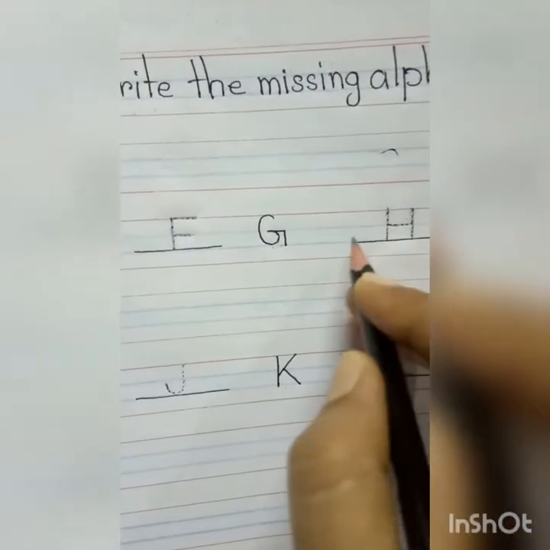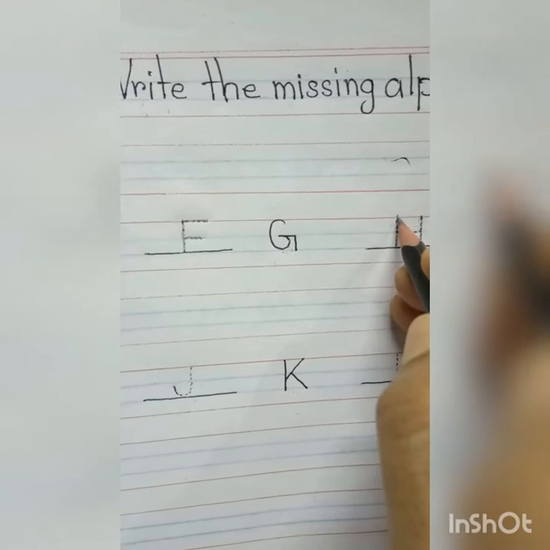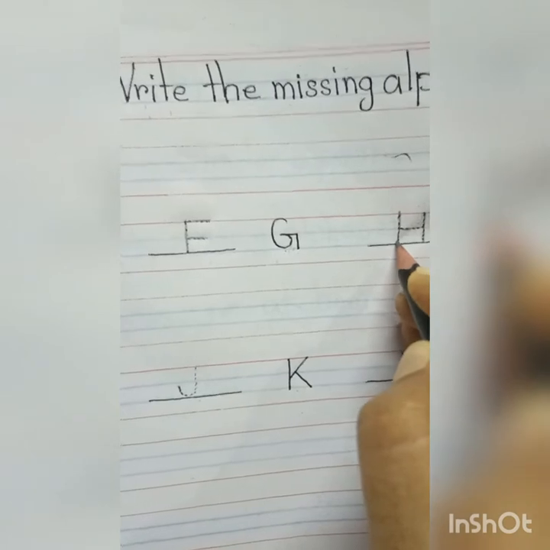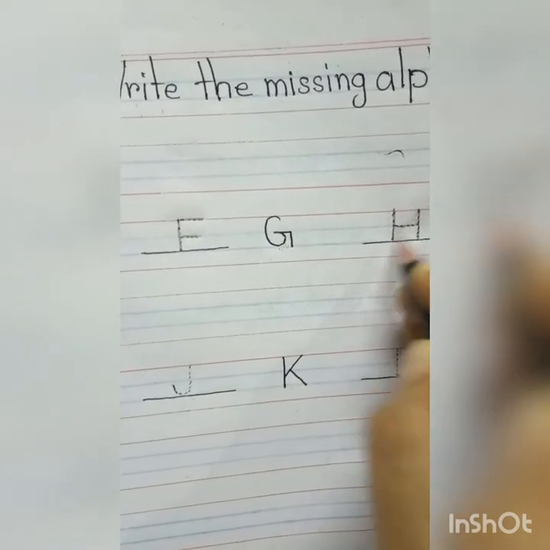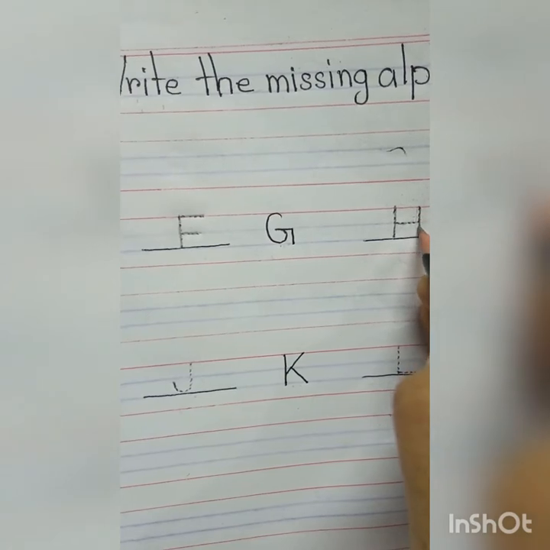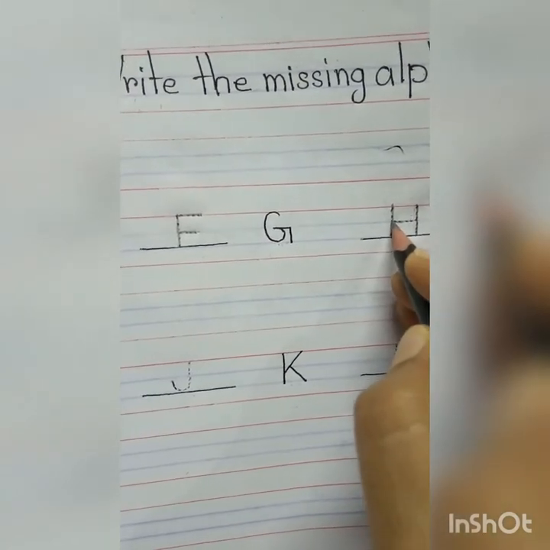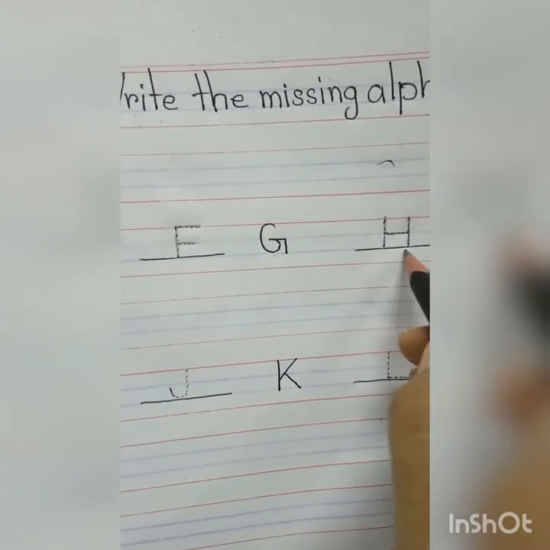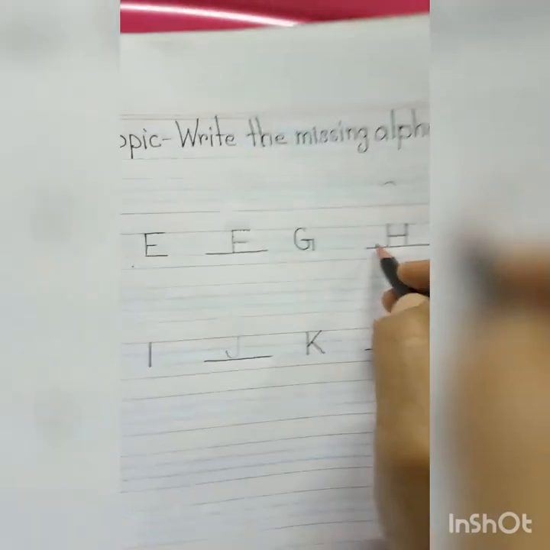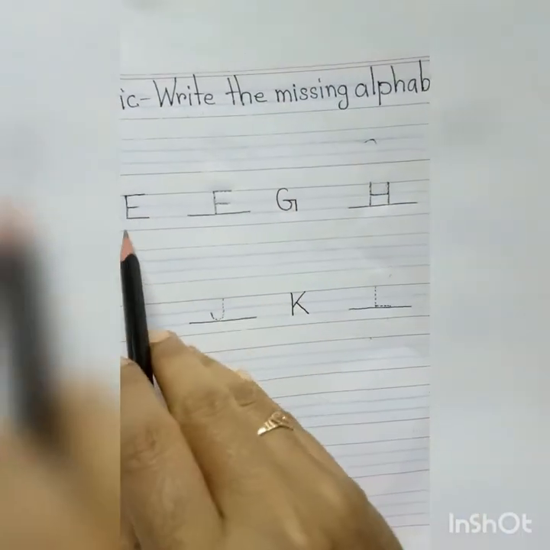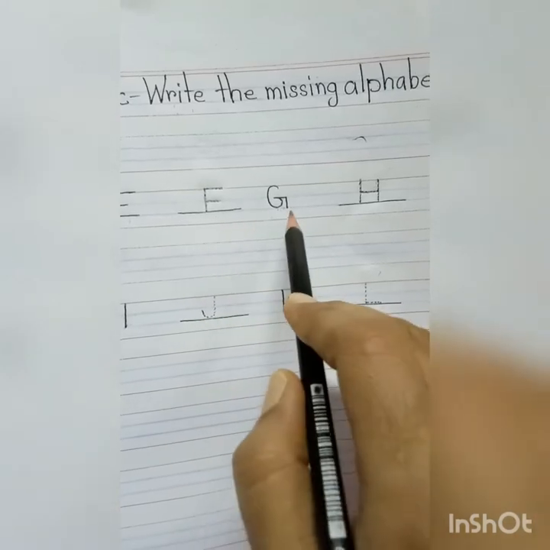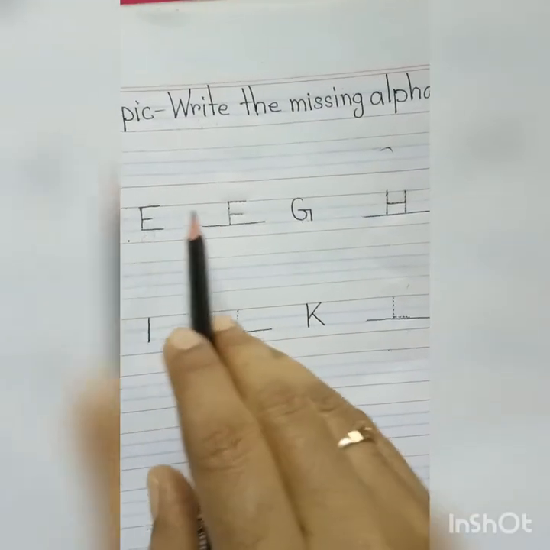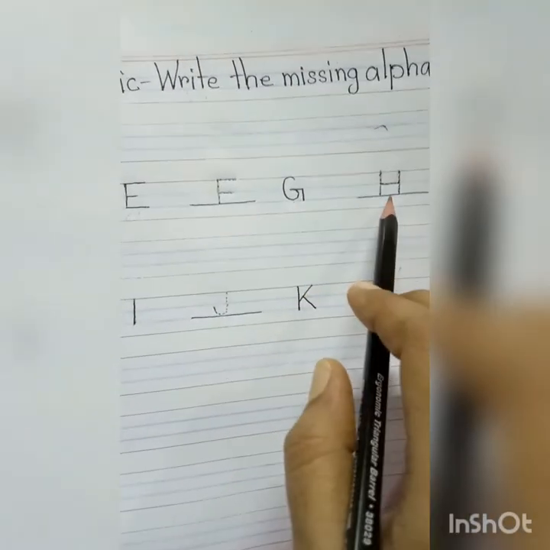Everybody follow again. I will write H. One straight line in first room to second room. Then another straight line in first room to second room. Then I will cut second line. Okay. What is this? H. Everybody follow. E, F, G, H. Say with me again. E, F, G, H.